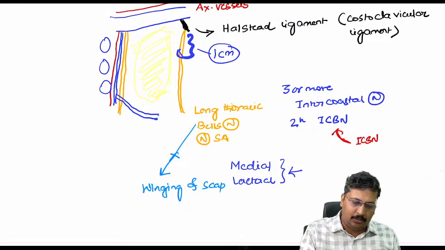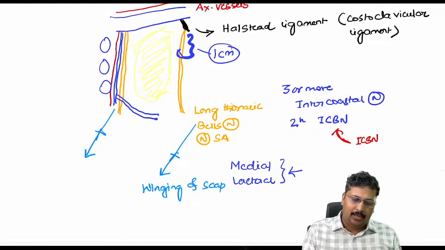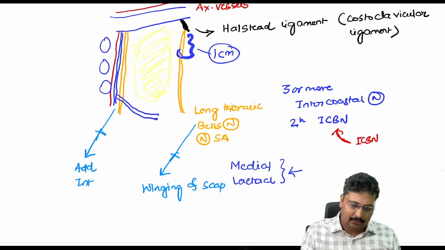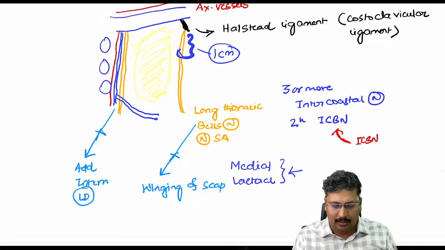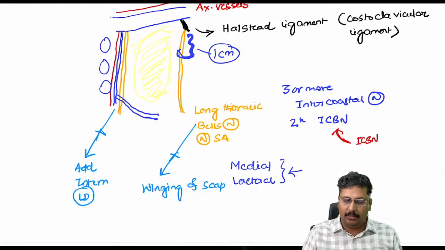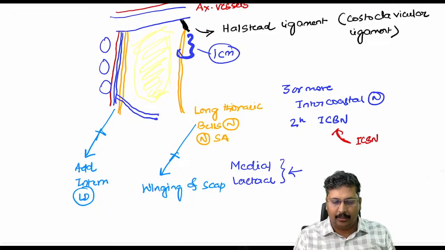And there could be injury to the thoracodorsal nerve, which will have an effect on adduction, internal rotation, and extension of the arm. This is because of the injury to the LD innervation to the LD pedicle.